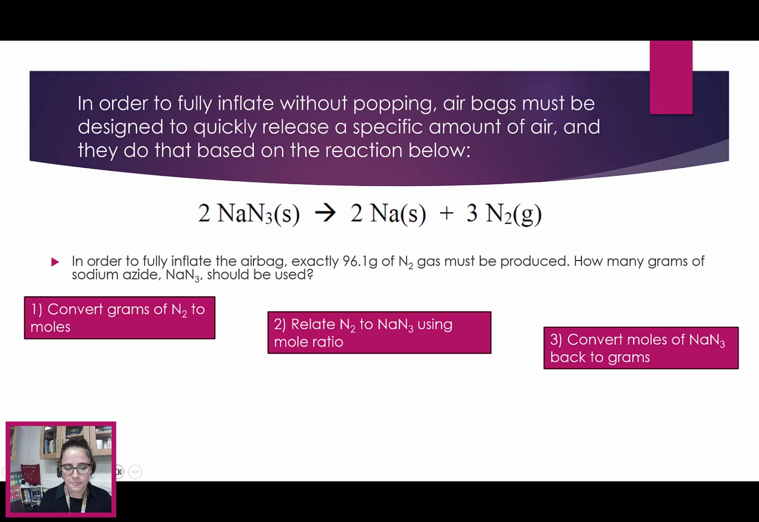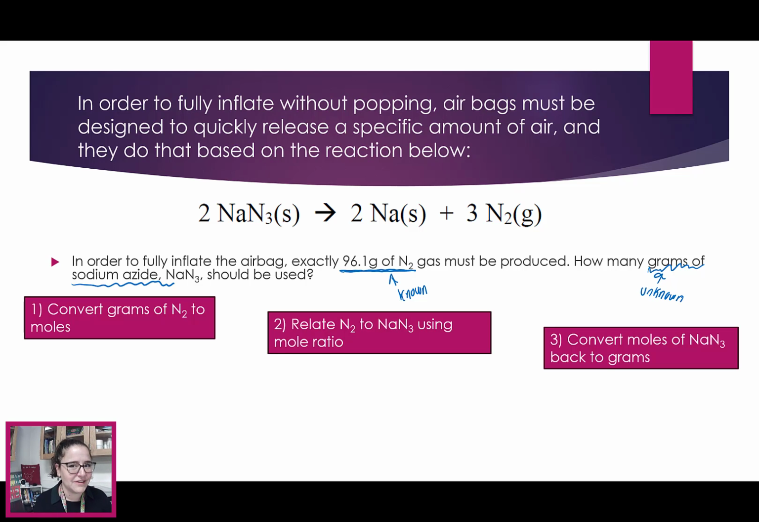Let's get started. So, in order to fully inflate the airbag without popping, they use this reaction. A chemical called sodium azide, NaN3, decomposes into sodium and nitrogen gas. And it says in order to fully inflate the airbag, 96.1 grams of N2 gas must be produced. It asks how many grams of sodium azide should be used. So the N2 is my known, and the grams of sodium azide is my unknown.